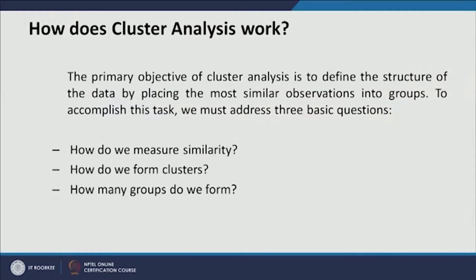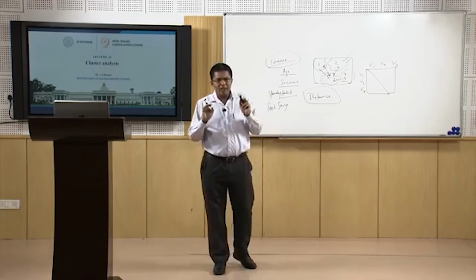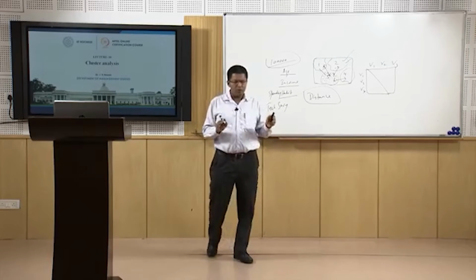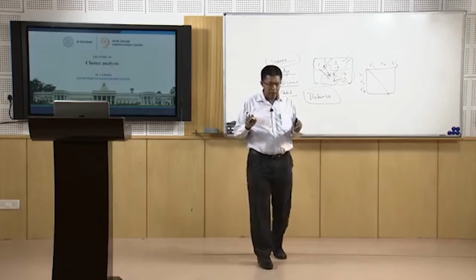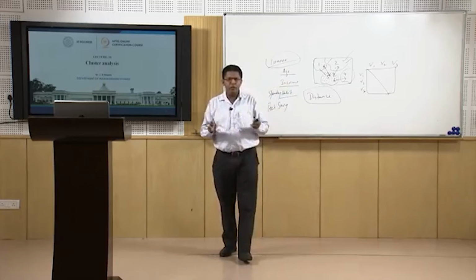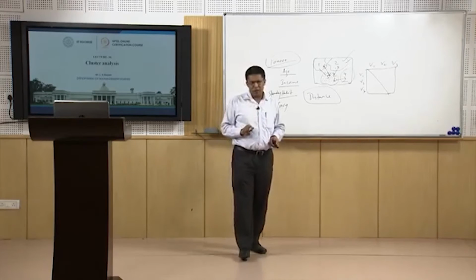How does it work? So, 3 basic things are there. Now, what are these 3 basic things? It says the primary objective of cluster analysis is to define the structure of the data, right, by placing the most similar observations into groups. Remember, if you are working with data and trying to find out similarity so that you can form groups, then there could be some problems with it also.